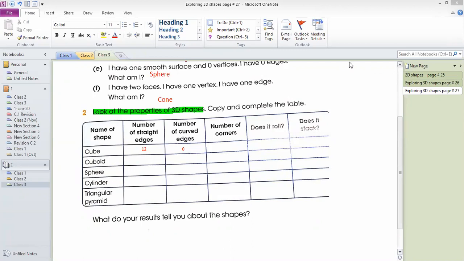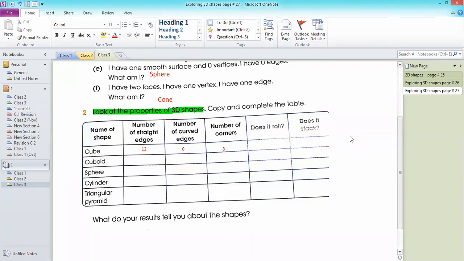Okay, guys, so there are dash vertices. How many vertices? Eight. So I'll write eight. There are eight corners. Number of corners are eight, or eight vertices. 12 edges, zero curved edges. 12 straight edges, zero curved edges, and number of corners are eight.